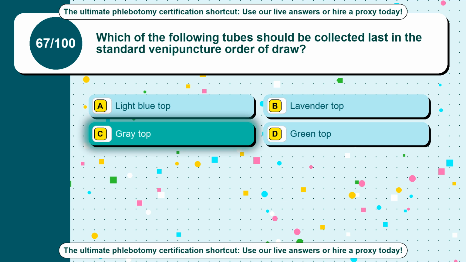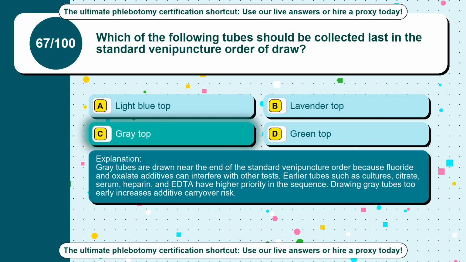The correct answer is option C. Gray top. Gray tubes are drawn near the end of the standard venipuncture order because fluoride and oxalate additives can interfere with other tests. Earlier tubes such as cultures, citrate, serum, heparin, and EDTA have higher priority in the sequence. Drawing gray tubes too early increases additive carryover risk.